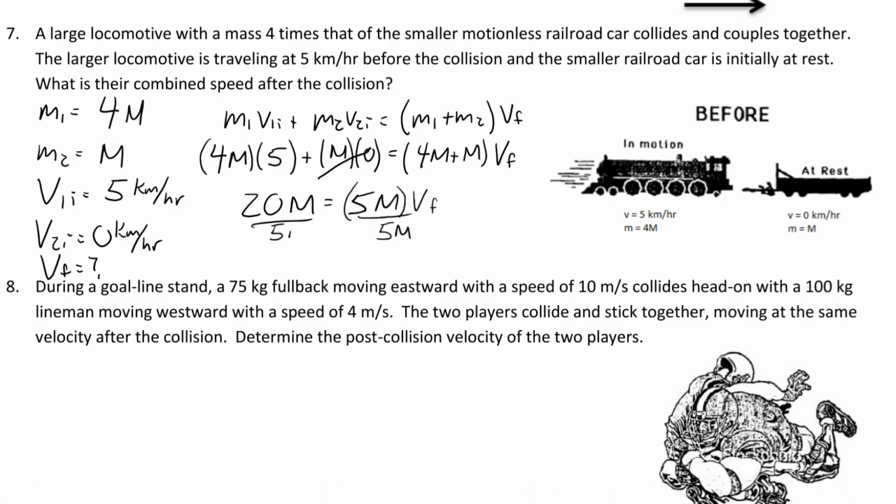And what you'll notice is that the m's cancel out. You have an m divided by an m. Any number divided by another number is just 1. So you have 20 over 5 times 1. So that's why they cancel out. So 20 divided by 5 is 4.